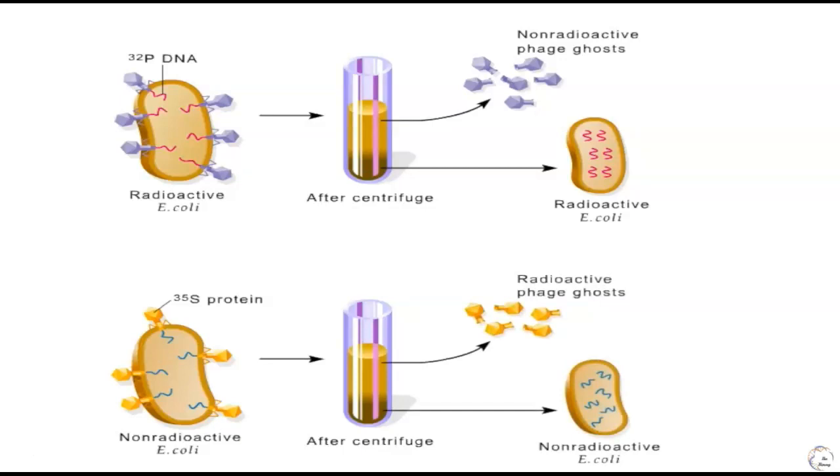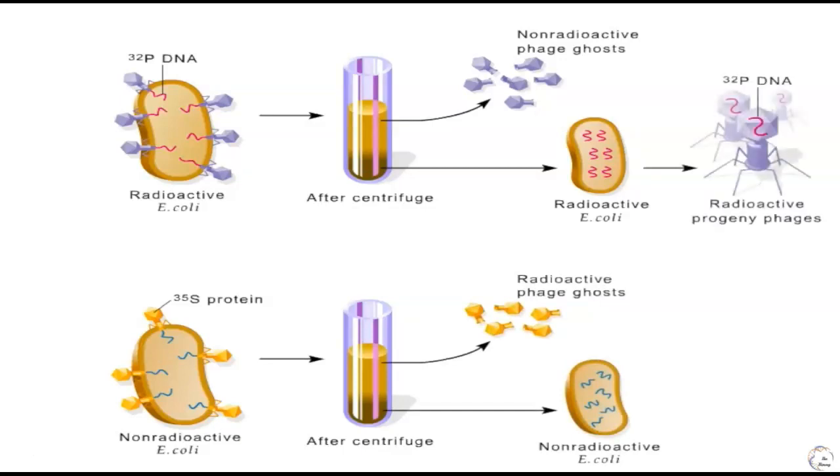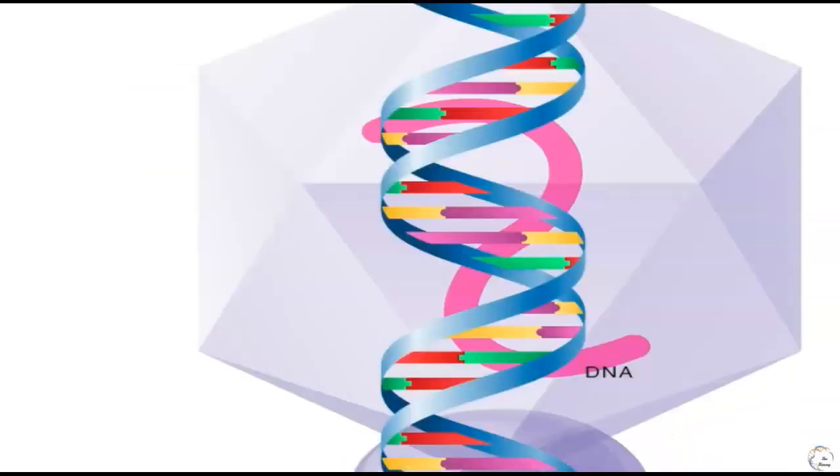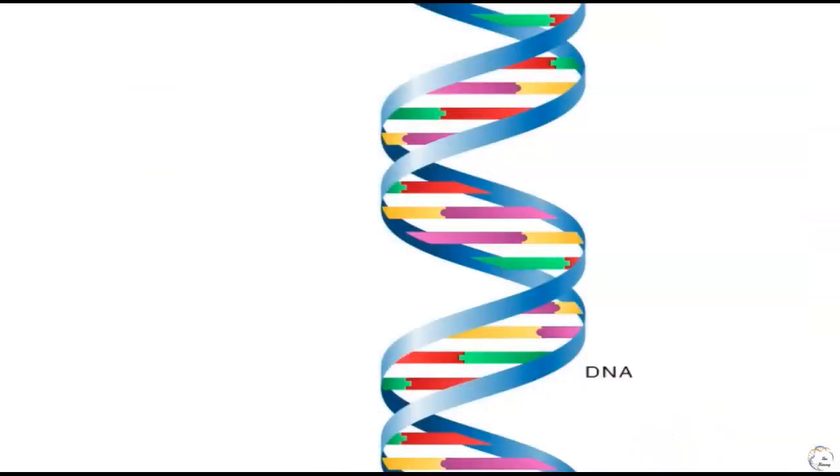In addition, the progeny of the T2 with labeled DNA were radioactive, while the progeny of the T2 with labeled proteins were not radioactive. Because genetic material is passed on from parent to offspring, Hershey and Chase concluded that DNA had to be the genetic material of T2. Their results helped convince the scientific community that DNA was the hereditary material.